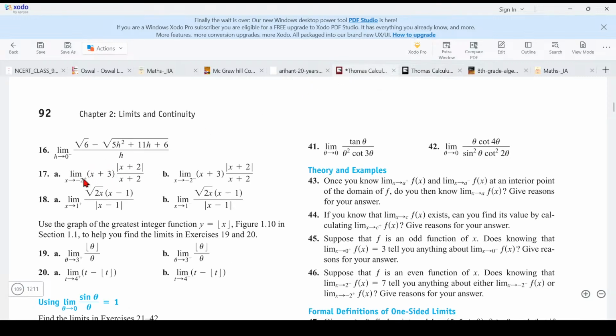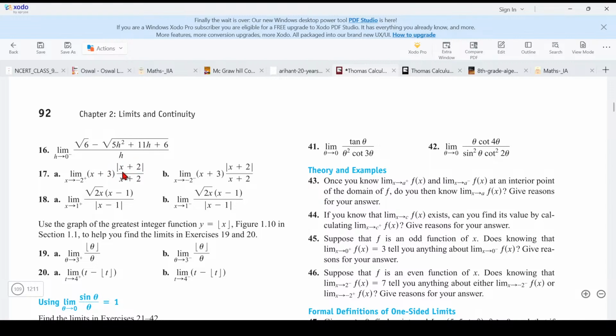This one you tell me. x tends to minus 2 plus. Now, don't worry about this and this. Just tell me about mod of x plus 2. Only this numerator part, mod of x plus 2. When x tends to minus 2 plus, what is the value of this?